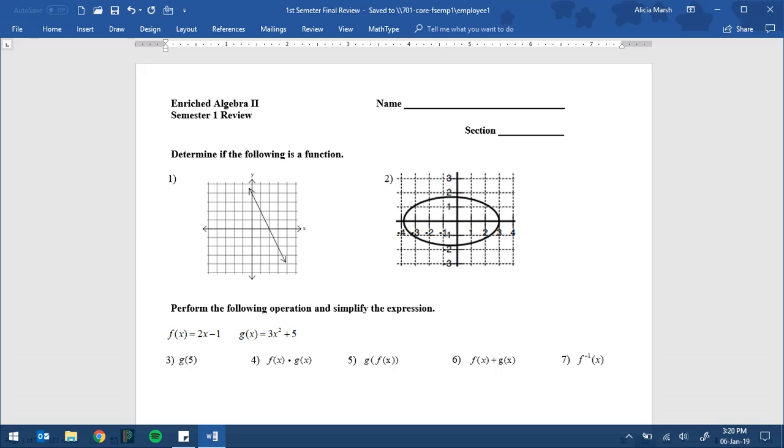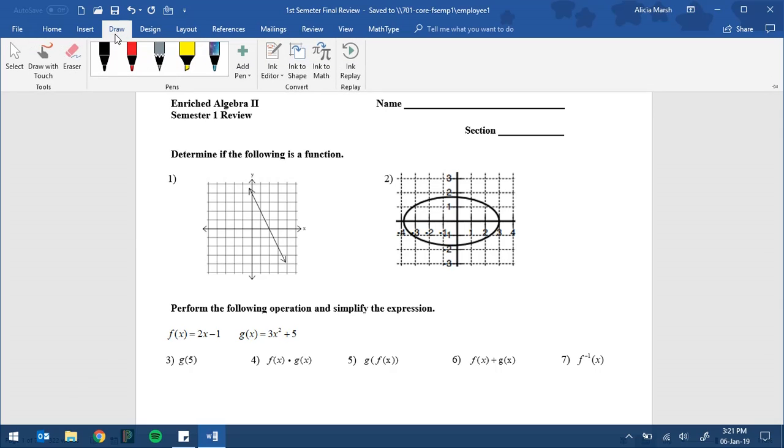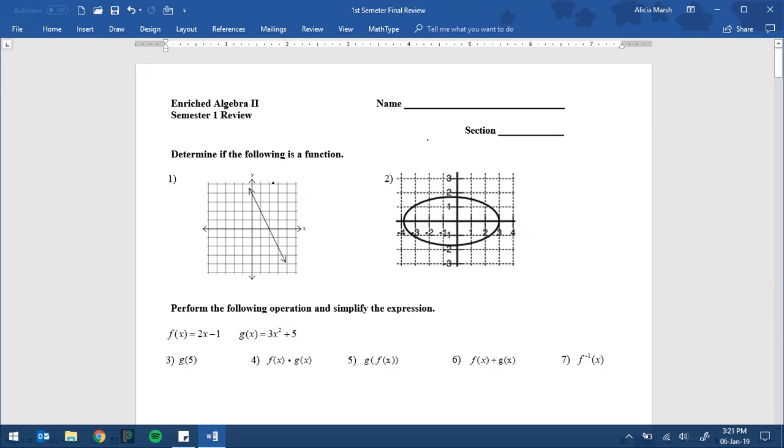First questions are, determine if the following is a function. So remember guys, to determine if a graph is a function, there's such a thing called the vertical line test. If I can draw a vertical line, like that, not a very good vertical line, but nevertheless, it only crosses through the graph once, that tells me that I have a function. If it crosses more than once, then you do not have a function.